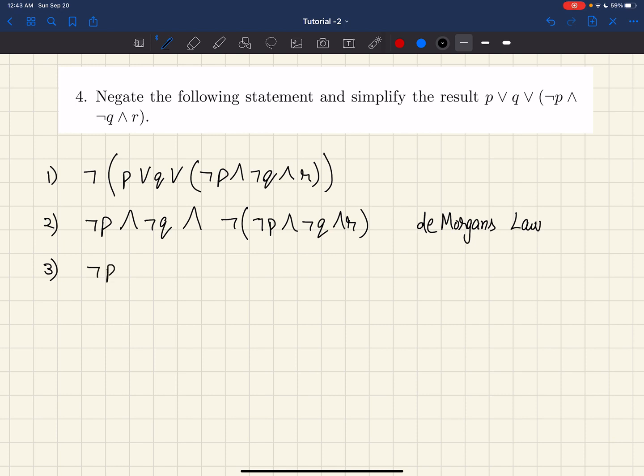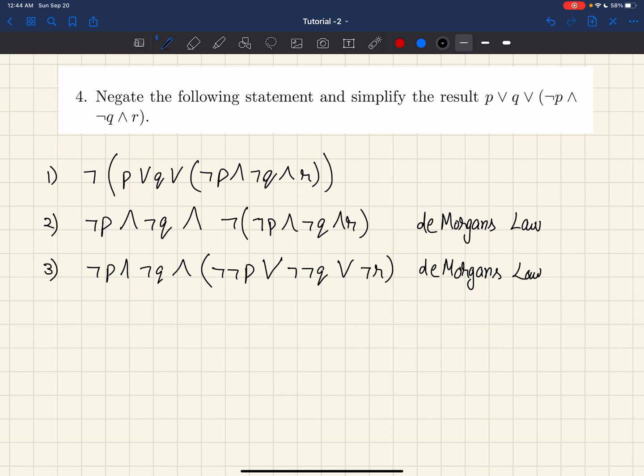The third step is adding this, and within these two brackets it would be not of P or not of Q or not of R. This is again De Morgan's law.